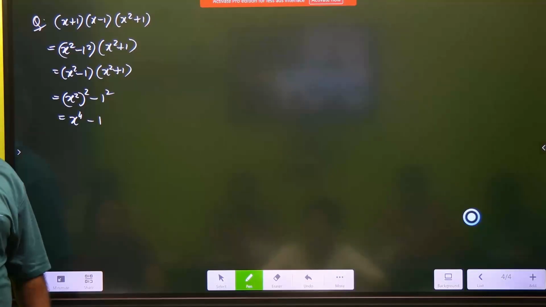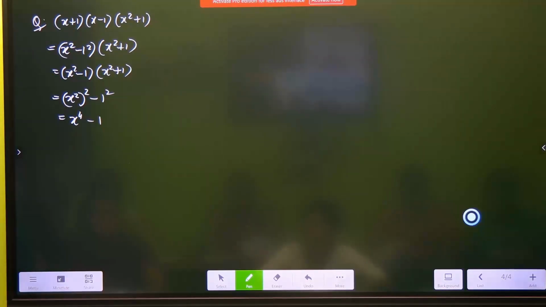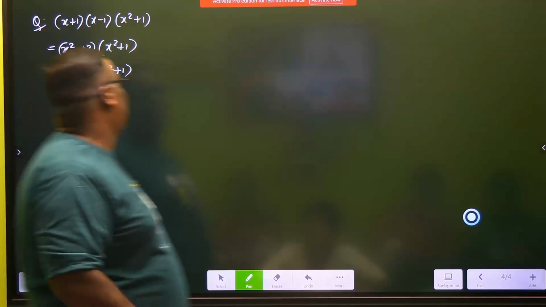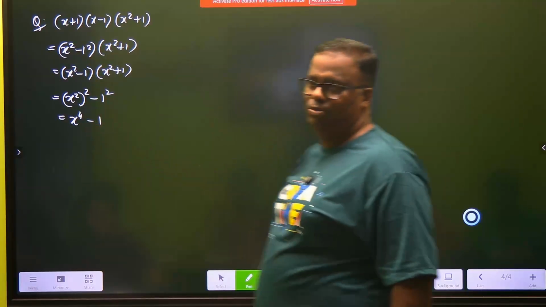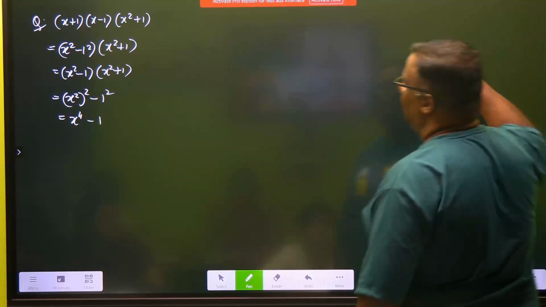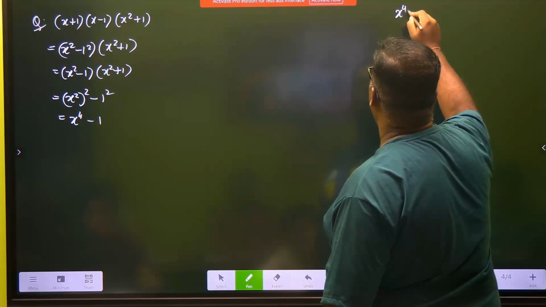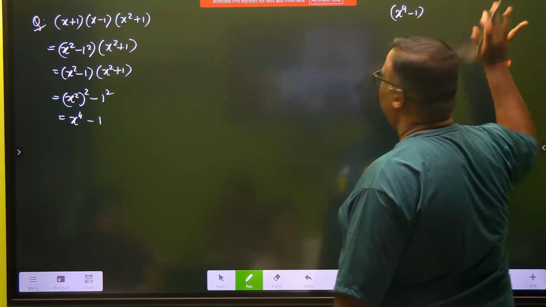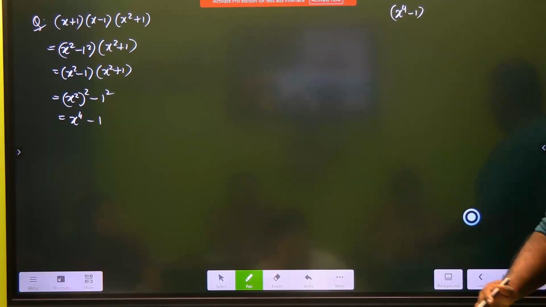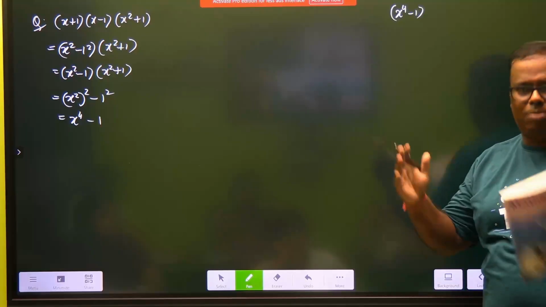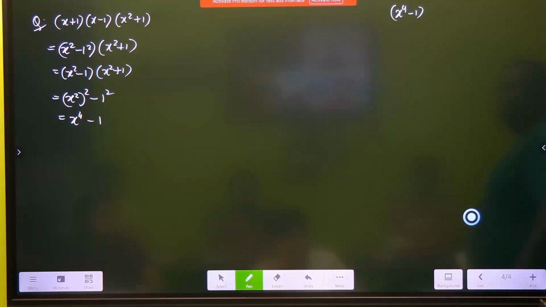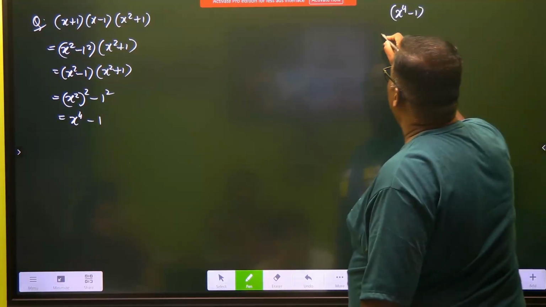Right? And suppose they tell you to factorize this problem. Suppose we have to do the reverse of this problem. This is the beauty of algebra. See, x4 minus 1. Now we have to find the factorization. Factors mean something multiplied by something into something else. So we have to do it. Now you apply your formula.